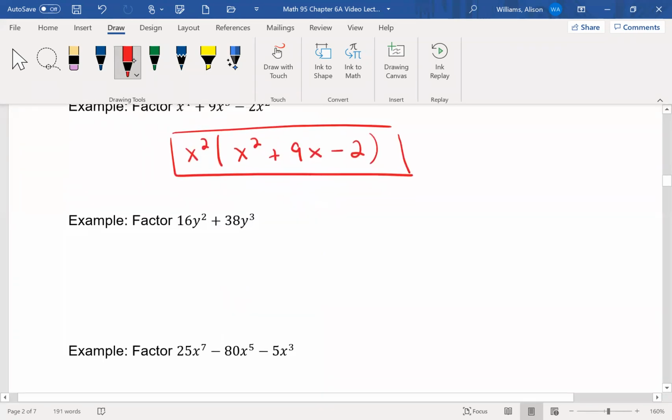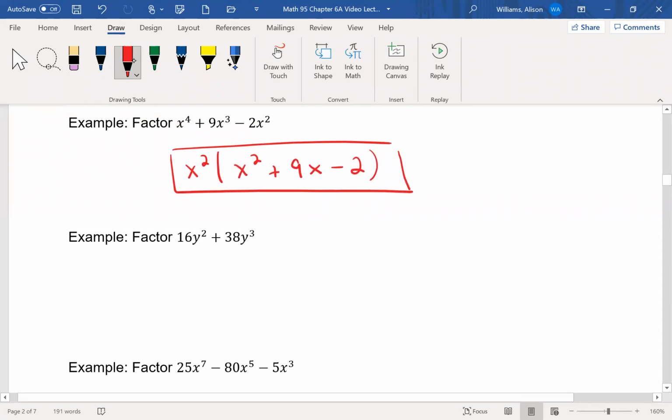Okay, let's try another one. This one, I'm actually going to have both a number and a variable. So I'm looking at the two numbers, and I definitely know 2 works. 38 is kind of odd. So I'm going to start with 2, and we'll just see. And I noticed that for the y values, y squared is the smaller of the 2. So that's what I'm able to factor out. Okay, so let's try that. Let's see if that's our GCF, and we'll make sure by looking at the result.